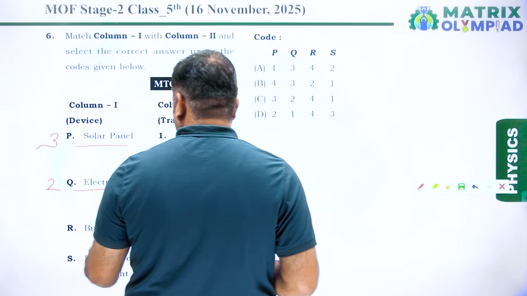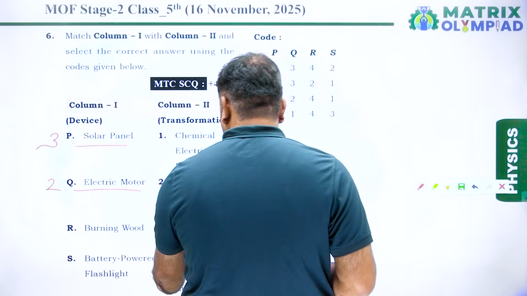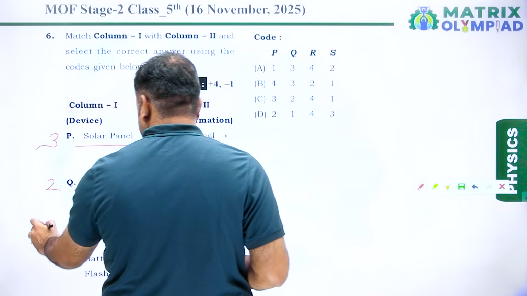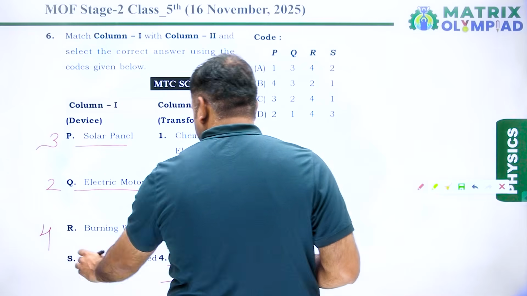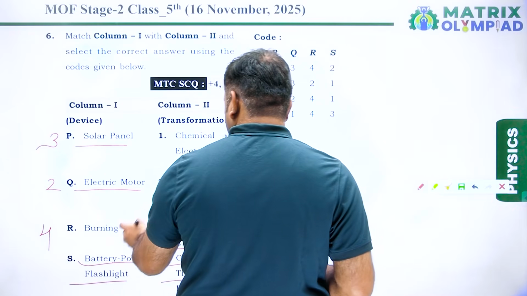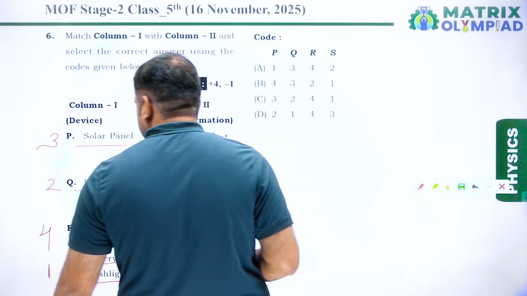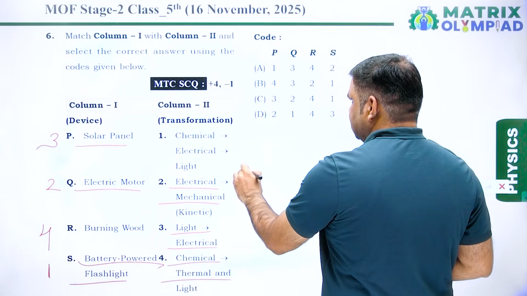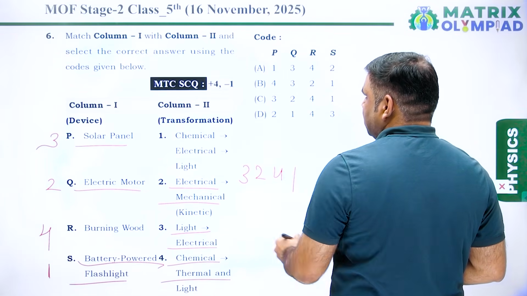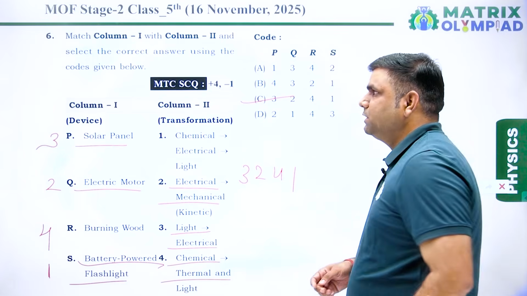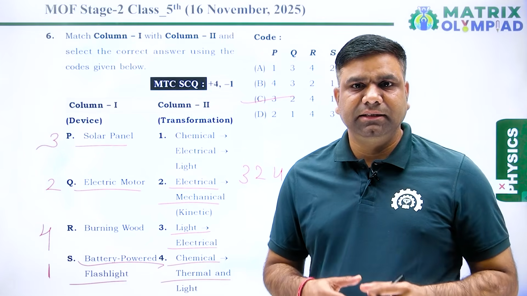Burning wood is chemical, and then thermal and light energy. So that is 4. S is the battery powered flashlight, which is matched with chemical to electric. So that is 1. So we have the correct sequence 3, 2, 4, 1. So our correct answer is option number C for question number 6.